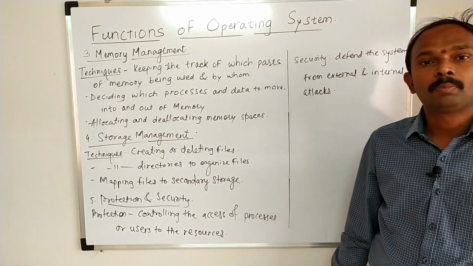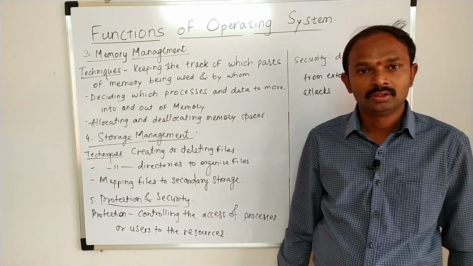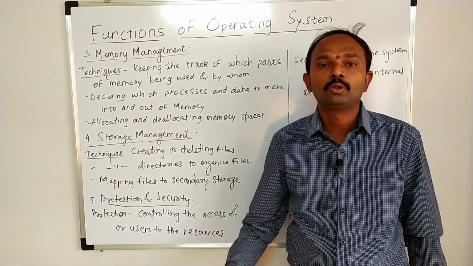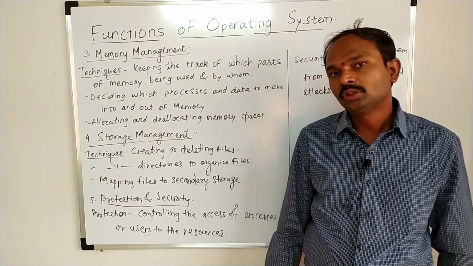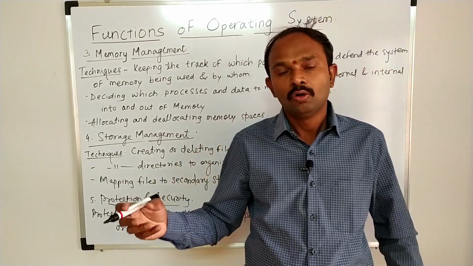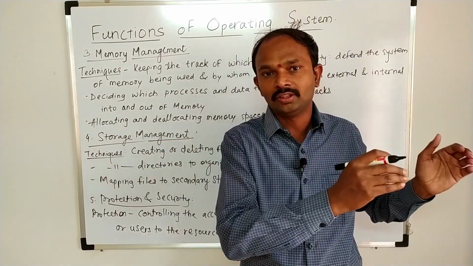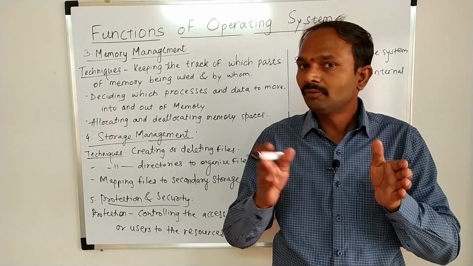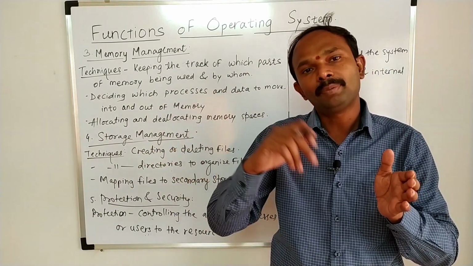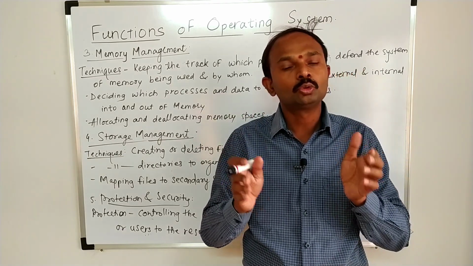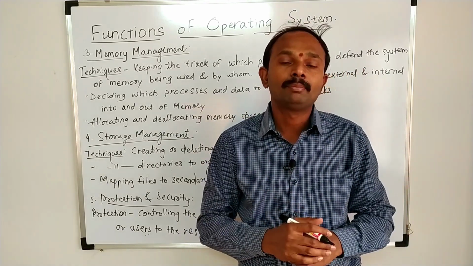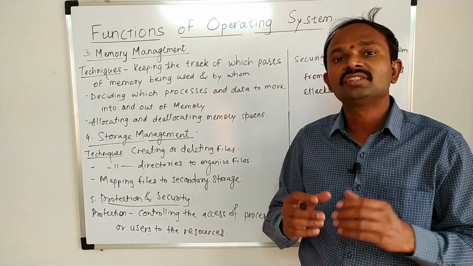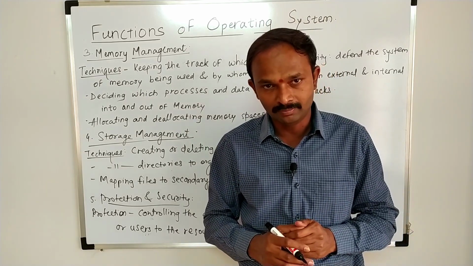The third function of an operating system is memory management. In memory management, the operating system manages the primary memory of the computer system, because we know that when it comes to fetching the data from the secondary storage to the processor, the data comes from the secondary storage into the primary memory in the form of memory paging, in the form of pages. So from the primary memory it goes to the processor. In memory management, the main memory or the primary memory of a computer system is managed by an operating system.